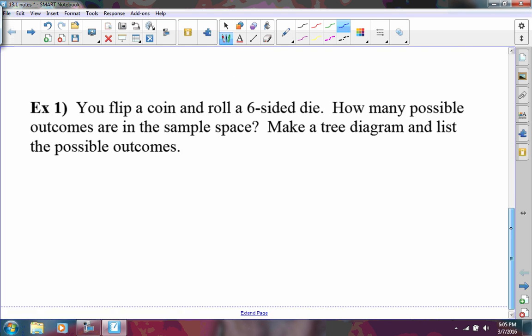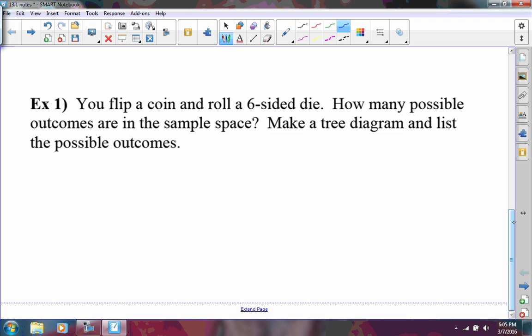And let's see if we can take a look at this first example here. We're going to flip a coin and roll a six-sided die. When you have just one of a pair of dice, it is called a die. And when we're flipping a coin, we're assuming that it's got a heads and a tails. Okay, so they want to know how many possible outcomes are there in the sample space.